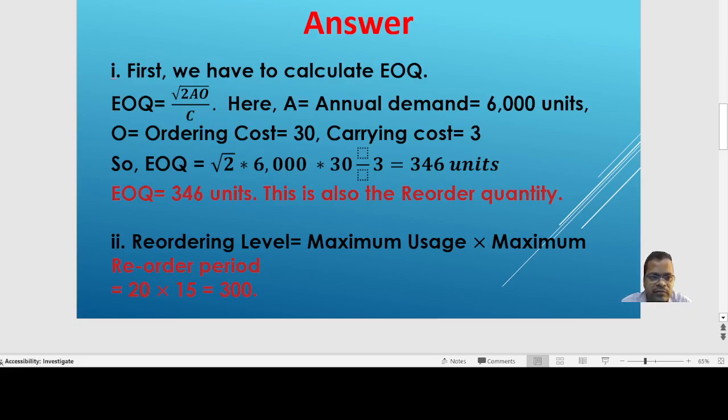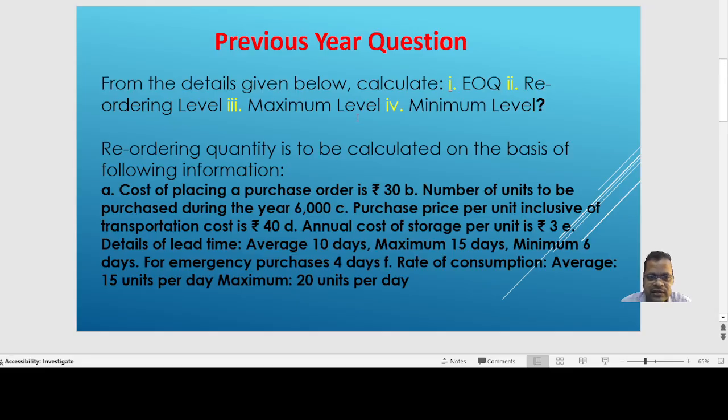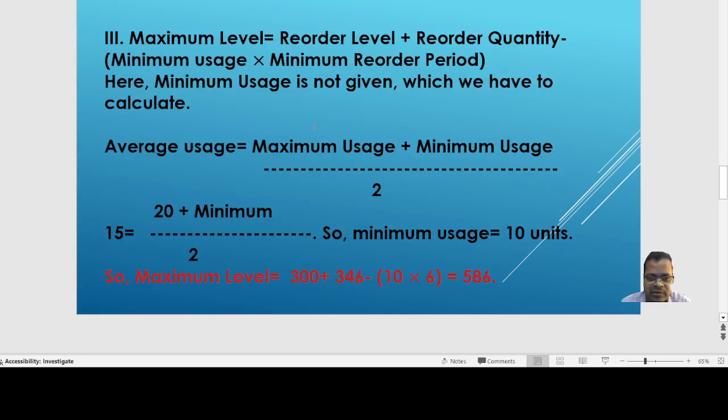Then the second part is done. Third is the maximum level. What is the maximum level? Maximum level is the reordering level plus reorder quantity minus minimum usage into minimum reorder period. Here you get the reorder quantity. We have already said that the EOQ is usually taken as the reorder quantity.